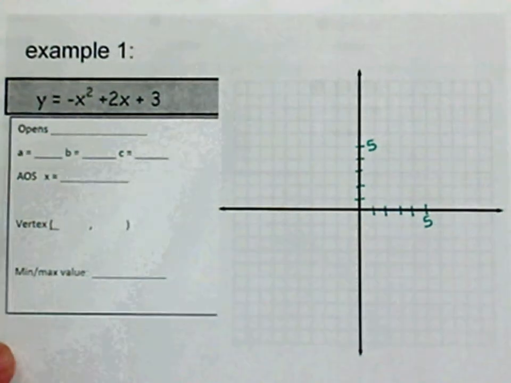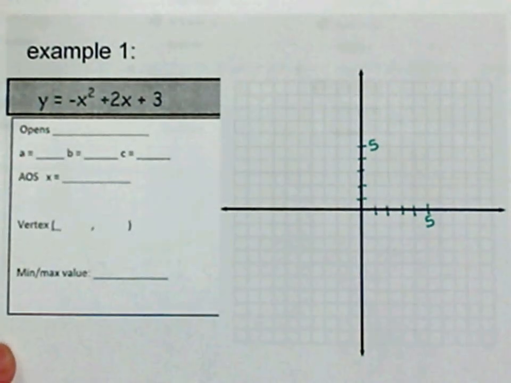Why does it look kind of blurry to me? Is that better? Let's see.